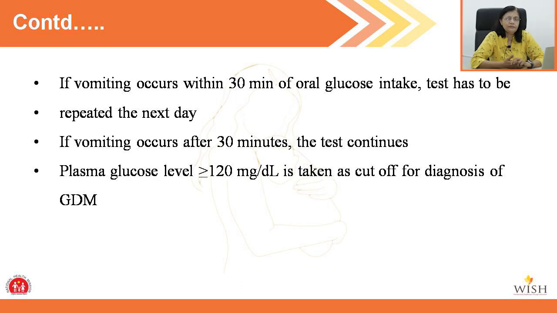During the test, if any patient ingests the glucose and then vomits within 30 minutes of intake, then this test needs to be repeated on the next day. But if the vomiting has occurred after 30 minutes, then we can continue the test, because it has been observed that there is complete absorption within 30 minutes after ingestion. So, it is very good. And we must always remember that 120 milligram per deciliter of plasma glucose is the cutoff for the diagnosis of GDM. If a patient has 121, it means that this is gestational diabetes. You are dealing with gestational diabetes, and immediate medical nutrition therapy should be started in these patients.